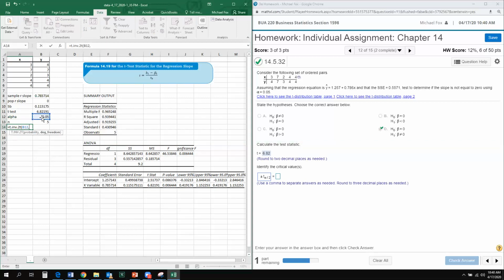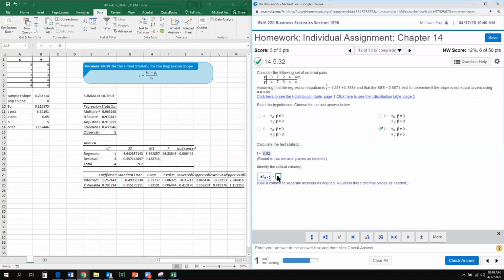And then our degrees of freedom is n minus 2. So there's our critical t. Because this is a two-tailed test, our critical value is actually plus or minus that. So we can say negative 3.182, comma, positive 3.182.